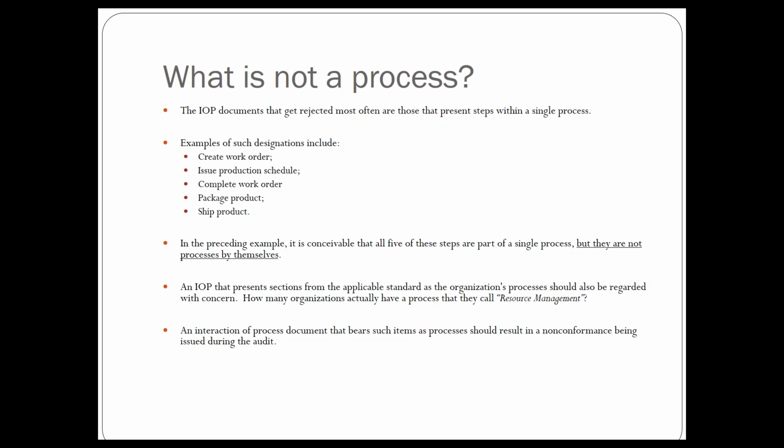Another item that we have come up from time to time, an organization will present us with an IOP document that presents sections from the ISO 9001 standard. And they'll say, well, these are our processes. That is also going to be regarded with concern. If you think about it, how many organizations actually have a process that they call resource management? Or how many organizations have a process that they call measurement, analysis, and improvement? These are sections of the ISO 9001 standard. These are not process designations.